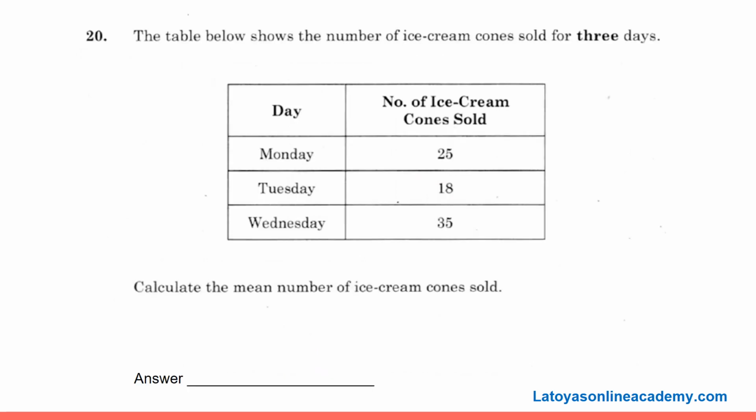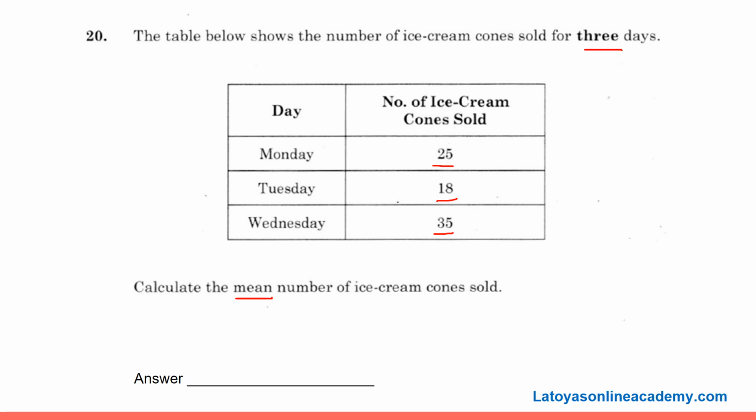Number 20. The table below shows the number of ice cream cones sold for 3 days. So the days are Monday, Tuesday, and Wednesday. Number of cones sold on Monday 25, on Tuesday 18, and on Wednesday 35. Calculate the mean number of ice cream cones sold. Now how do we calculate the mean? The mean is the average.